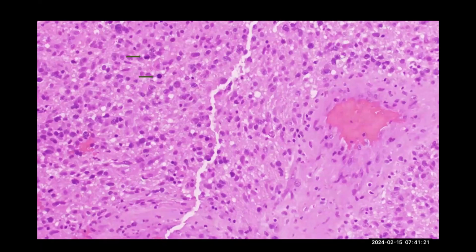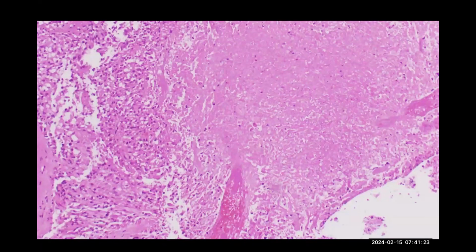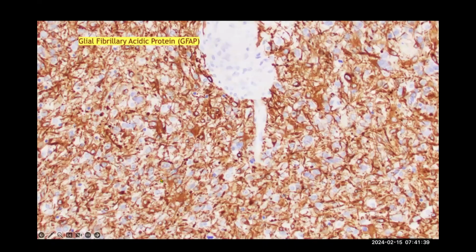And this one shows the palisading necrosis. Again, on the right side, there's a vast area of necrosis. On the left, there is some intensification of tumor cell density right around the necrotic area. Exactly. Okay. And GFAP is strongly positive in tumor cells where the blood vessel is negative, serving as an internal control. And that's a vascular proliferation area.